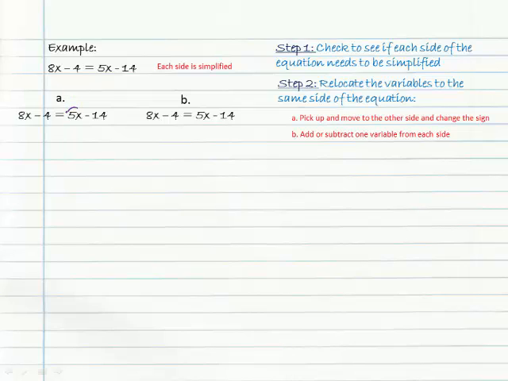So what I can do is I can pick this 5x up and I can move it over here. If I do that, I change the sign. Anytime you change sides, you change signs. So this becomes 8x minus 5x minus 4 is equal to negative 14. 8x minus 5x is 3x. So I have 3x minus 4 is equal to negative 14.